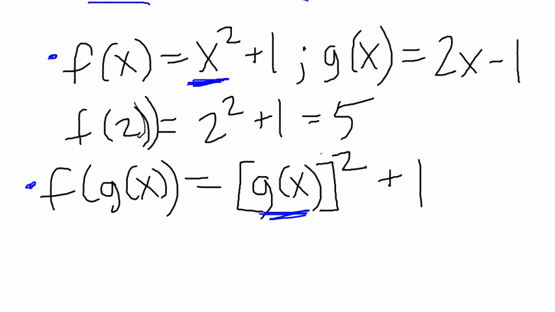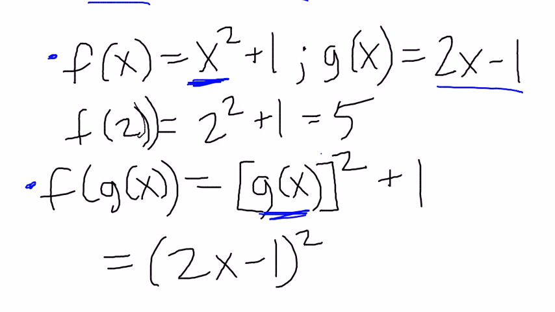But really what I want to do is replace it with what g of x equals. G of x equals 2x minus 1. So really I want to put in there 2x minus 1 instead of the g of x. So there's my composition of functions right there. Maybe you want to multiply that out, and maybe that makes it more simplified, or maybe I can just leave it like that. But the basic idea is wherever I see an x in f of x, I'm going to put in the function g of x.